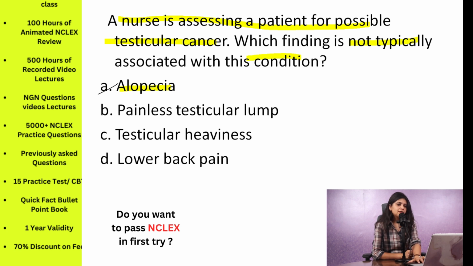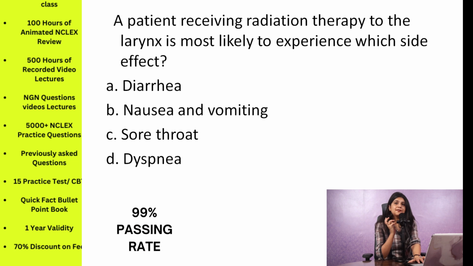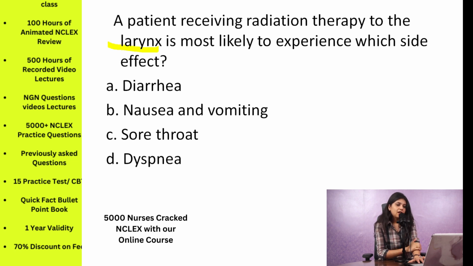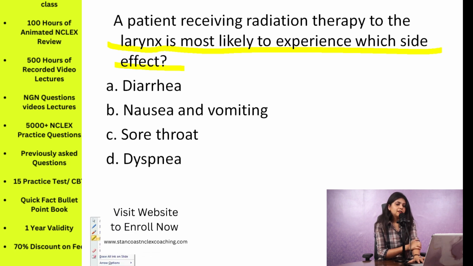Now let's see how you'd handle this next challenge. A patient receiving radiation therapy to the larynx is most likely to experience which side effect? A. Diarrhea. B. Nausea and vomiting. C. Sore throat. D. Dyspnea.